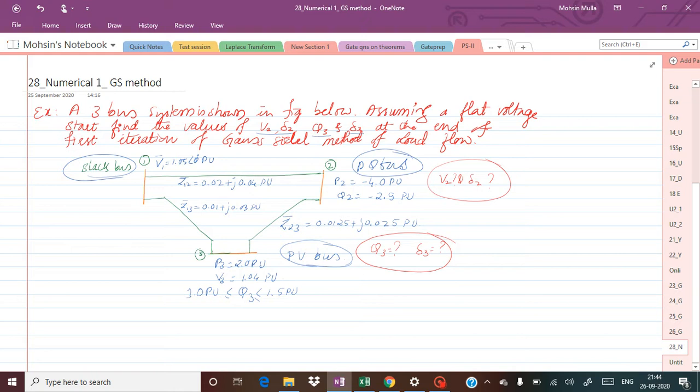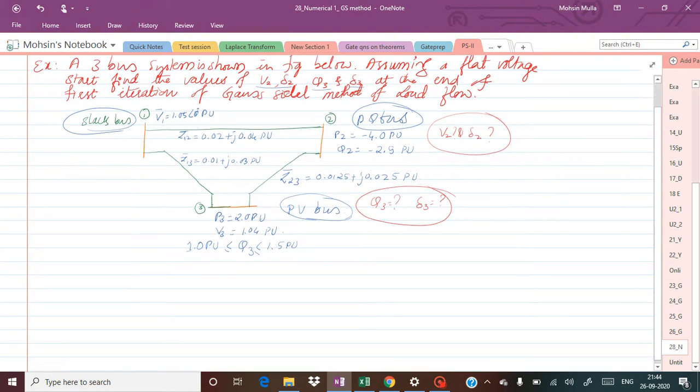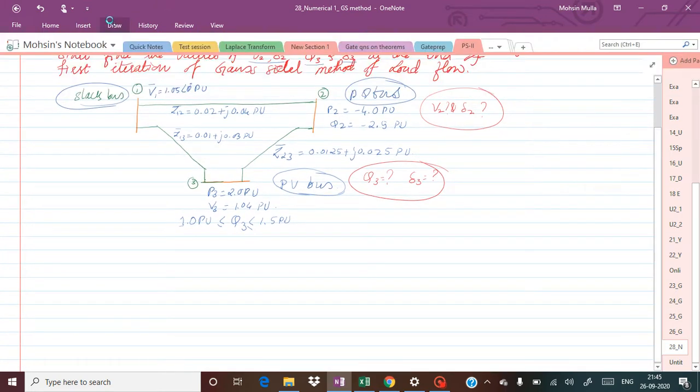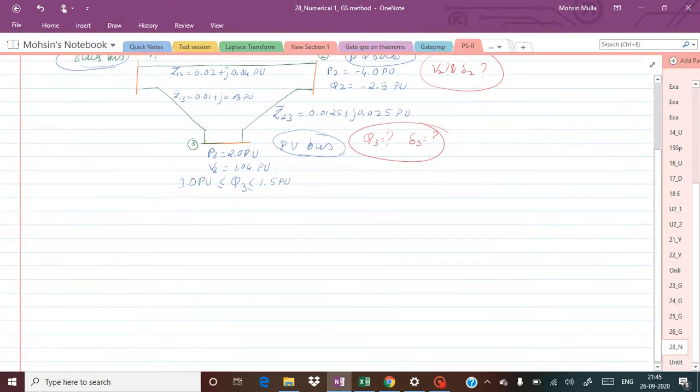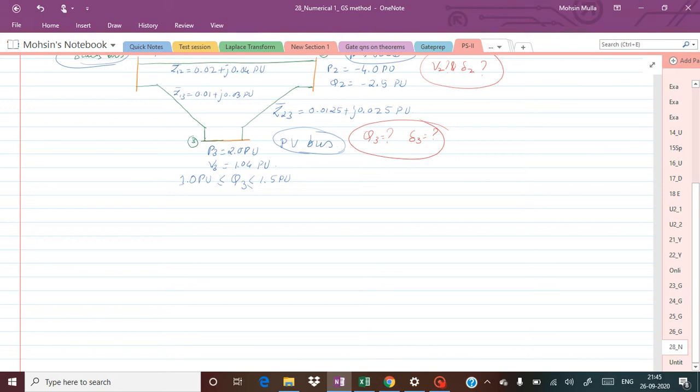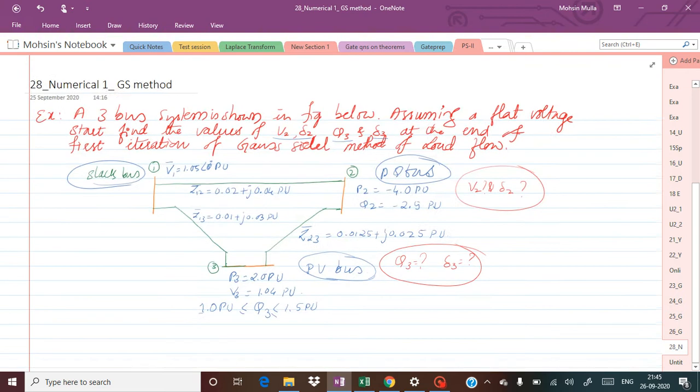You can pause the video and note down this problem statement and diagram, then you can proceed with the solution. To solve this example, you first have to determine the Y bus elements. Here impedances are given, but we need to know the admittances so that we can determine the Y bus elements. So let us begin the solution here.